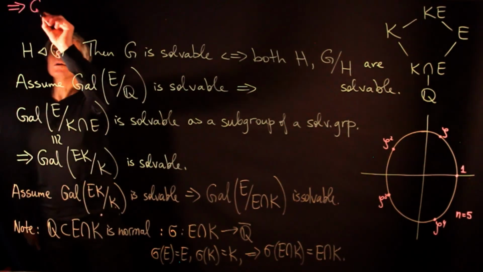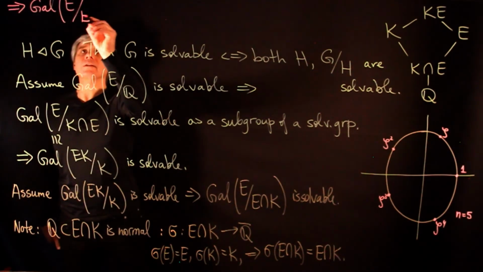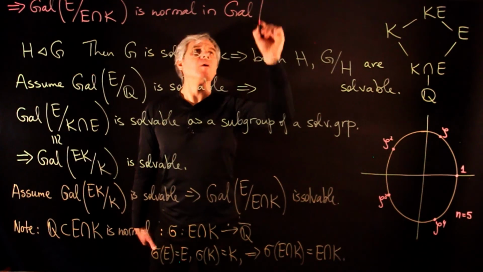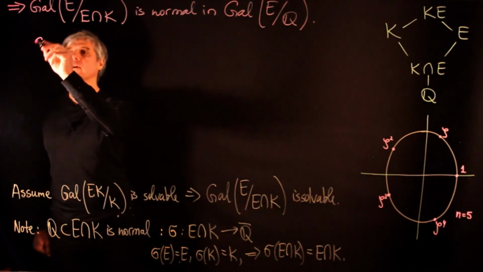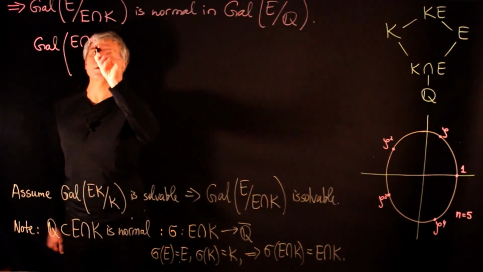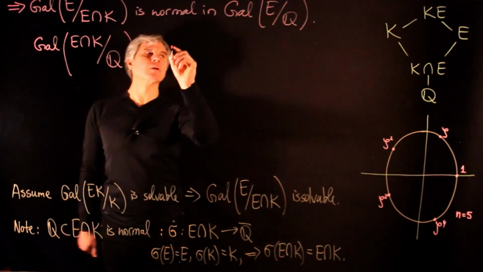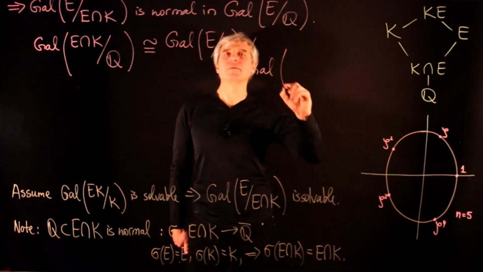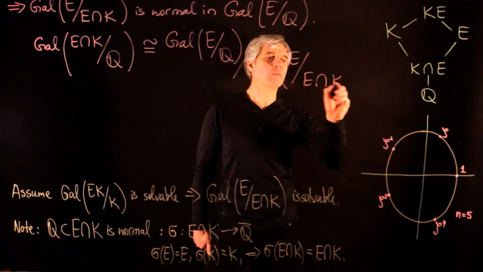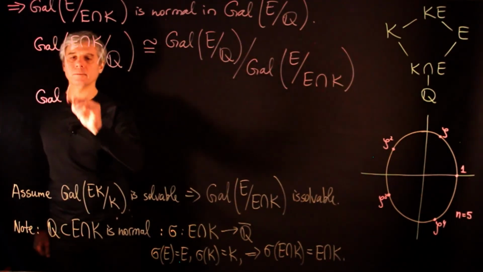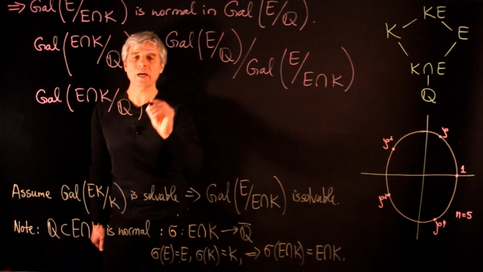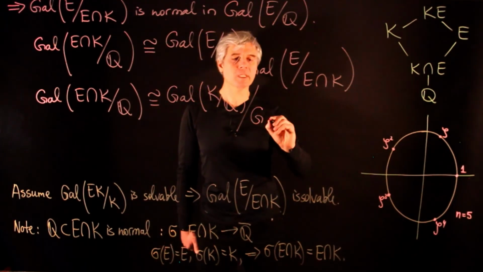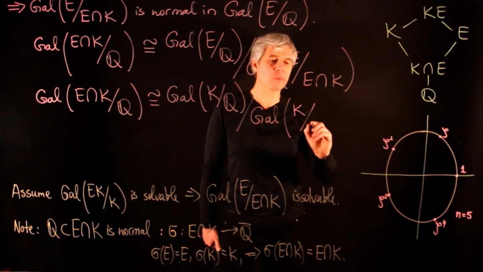This tells us that the Galois group of E over E intersected with K is normal in the Galois group of E over Q. And the Galois group of E intersected with K over Q is isomorphic to the Galois group of E over Q, quotient by the Galois group of E over E intersected with K. Likewise, the same Galois group is isomorphic to the quotient of the Galois group of K over Q by the normal subgroup, the Galois group of K over the intersection.